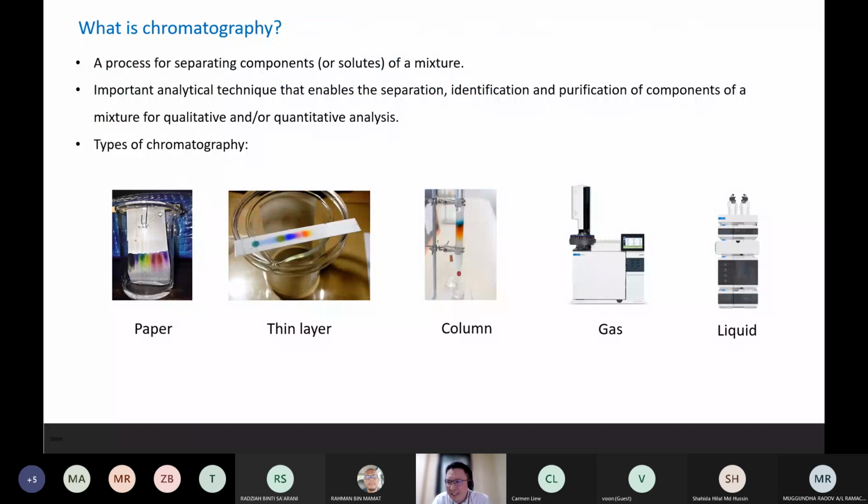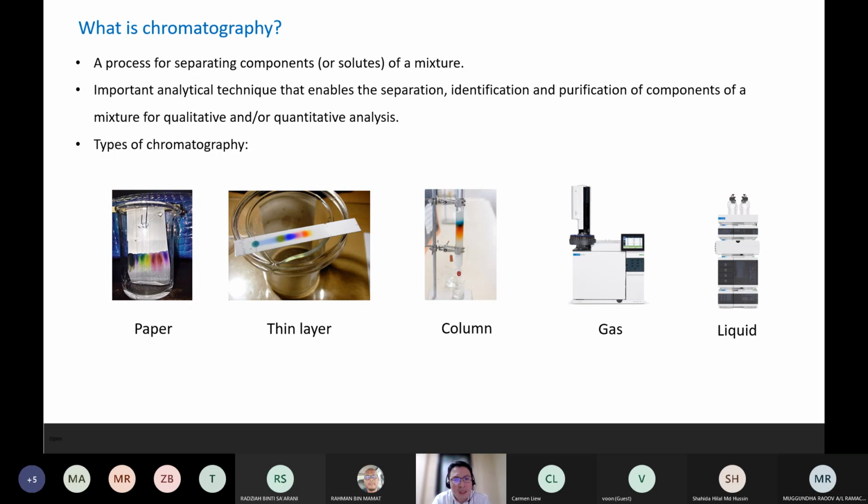So let's look at the definition. The definition right here really says a lot about chromatography. Let's have a read of that. It says here it's an important analytical technique that enables separation, identification, and purification of components of a mixture for qualitative or quantitative analysis. Most of the time, and even in your own experience, you would have used a certain type of chromatographic approach or method, and you can see that it is mainly used in industry. In my case, it's mainly used for qualitative analysis, basically to quantify and also to separate different compounds that we need to measure.